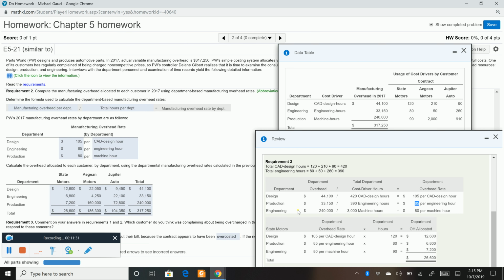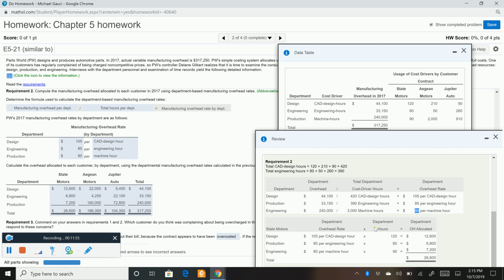And last but not least, that should say engineering here. It says production. That's a typo. And then the production, we spent $240,000 divided by 3,000 machine hours, which is the sum of the 90 plus the 2,000 plus the 910 among our 3 customers. That's $80 per machine hour.